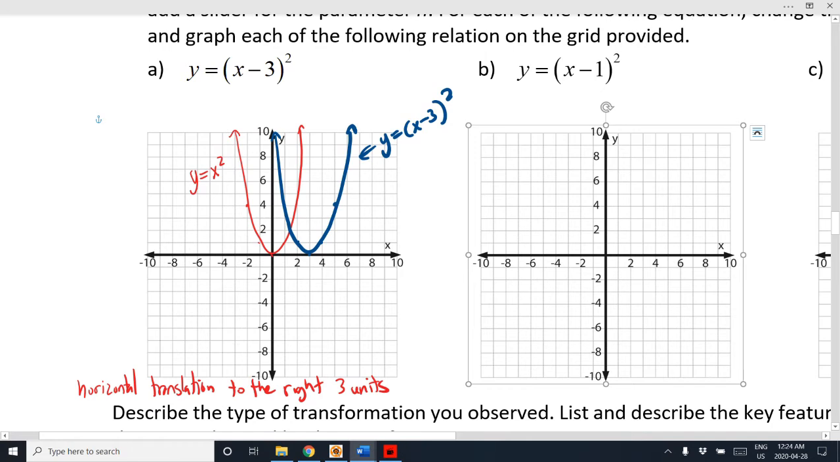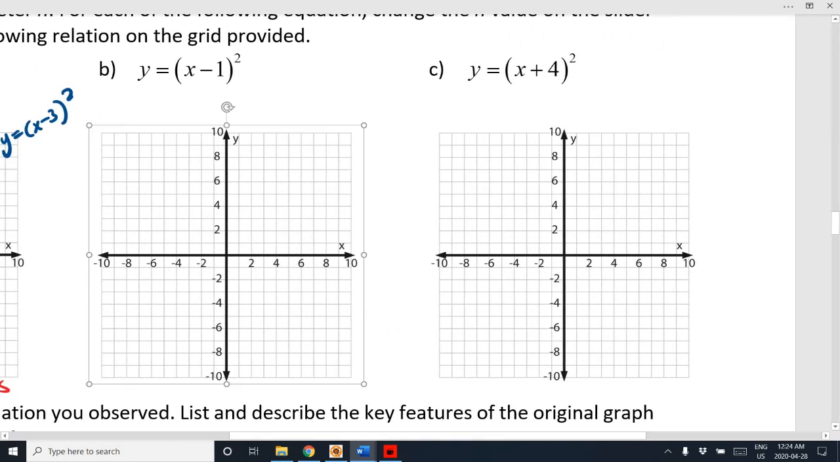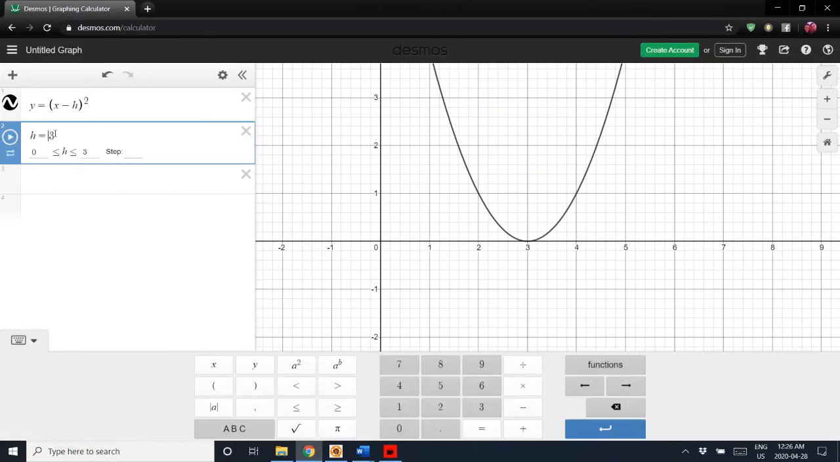Okay, so actually, we're going to skip over to example C, and then we'll go back and do example B. So let's try it out. Here we have y is equal to (x + 4) squared. We're going to check it out in Desmos, and we'll graph it here in just a second. And I'll show you how this is going to work, because this is a little bit different.